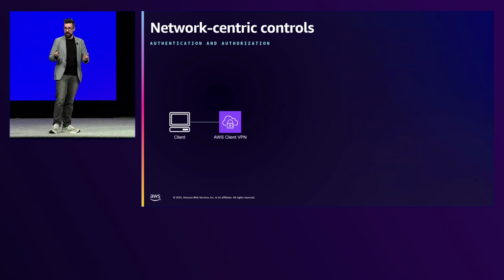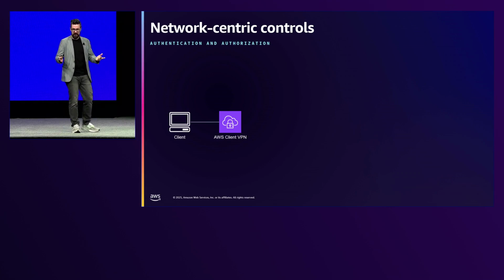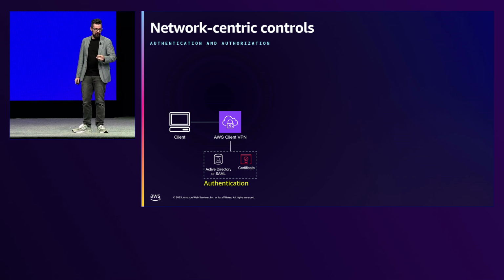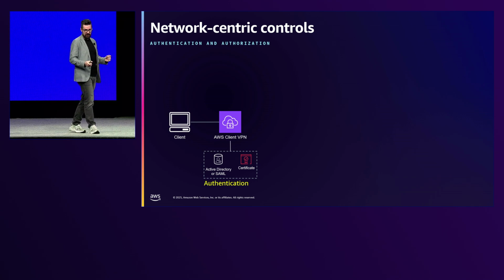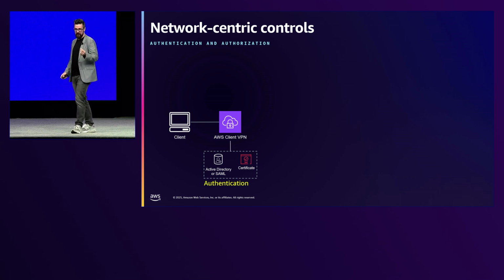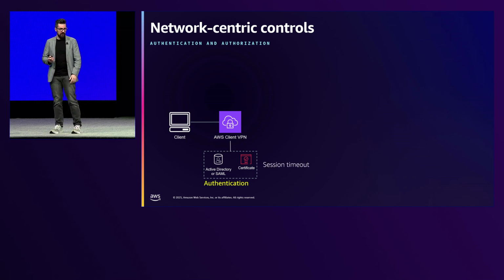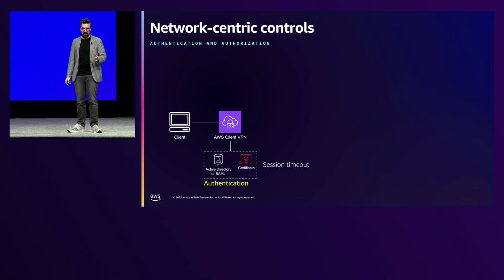So we'll add something like a VPN. Now I'm going to use client VPN in my examples today, but you can use another VPN. It'll probably work in a similar way. So this is going to introduce us to the idea of authentication. And this is kind of the first time we're going to be really talking about identity. And so we can authenticate against Active Directory or SAML, as well as using certificate-based authentication. And that'll be subject to a session timeout. So I authenticate once, and then I don't have to do it again until that session timeout occurs.